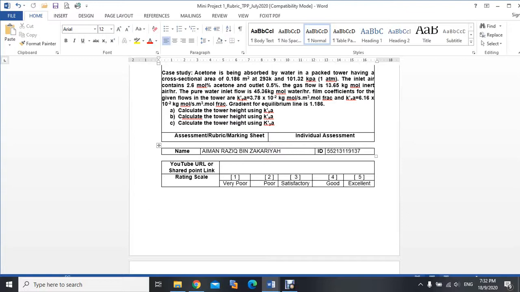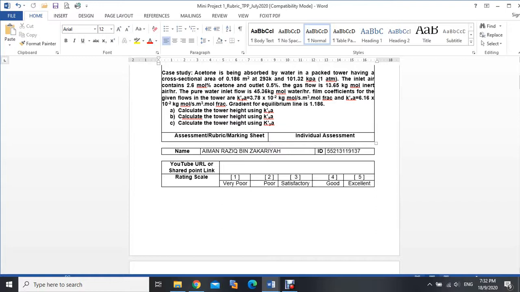Today I want to talk about a case study, in which acetone is being absorbed by water in a packed tower having a cross-sectional area of 0.186 m² at 293 Kelvin and 101.32 kPa. The inlet air contains 2.6 mole percent acetone and the outlet 0.5%. The gas flow is 13.65 kg mole inert air per hour. The pure water inlet flow is 45.36 kg mole water per hour.